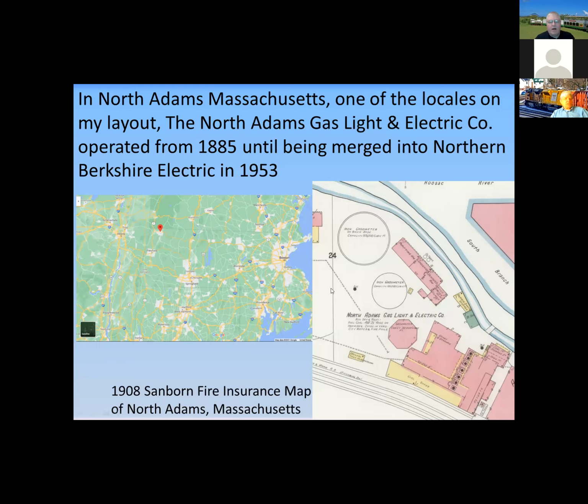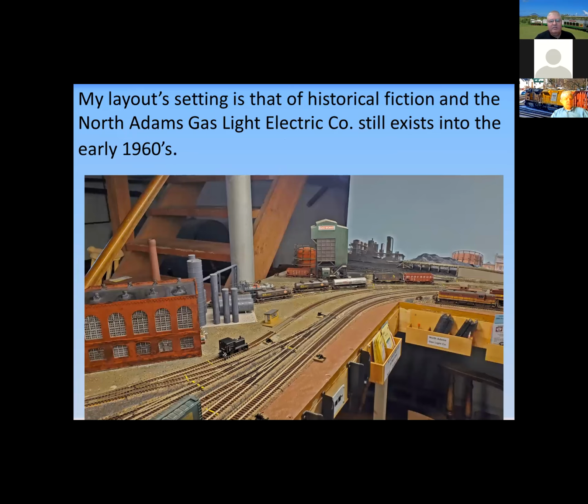On the right is a copy of one of those Sanborn fire insurance maps from 1908. Down in the lower part, the lines are the Boston and Maine Railroad and the line going into the plant. You have various buildings here, and there are 3 gasometers, however you pronounce it. So my layout is kind of a historical fiction, and the North Adams Gas, Light, Electric Company still exists into the early 1960s.